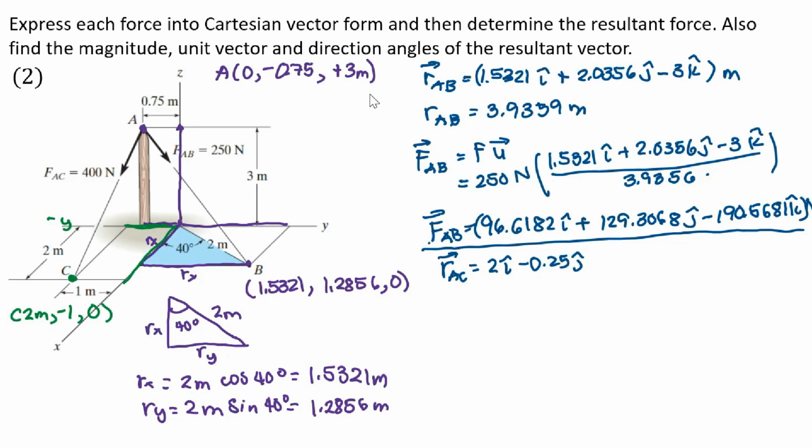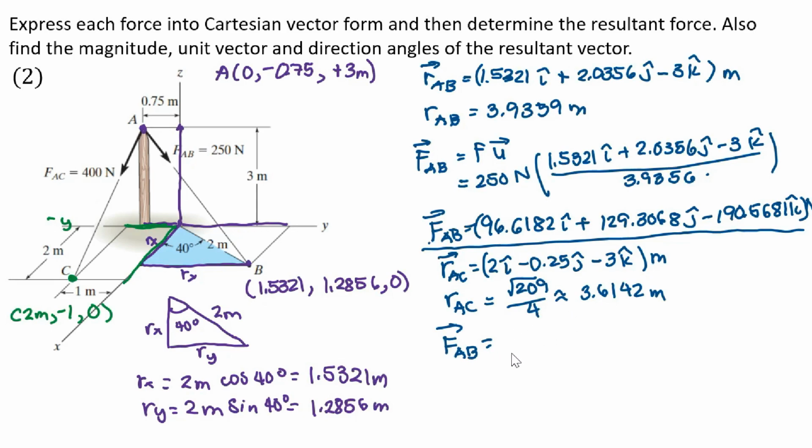0 minus positive 3, so that is negative 3 k hat, and this is in meters. We will also get its magnitude AC, so that is the square root of 2 squared plus 0.025 squared plus 3 squared, which is equal to the square root of 209 over 4, or roughly 3.6142 meters.